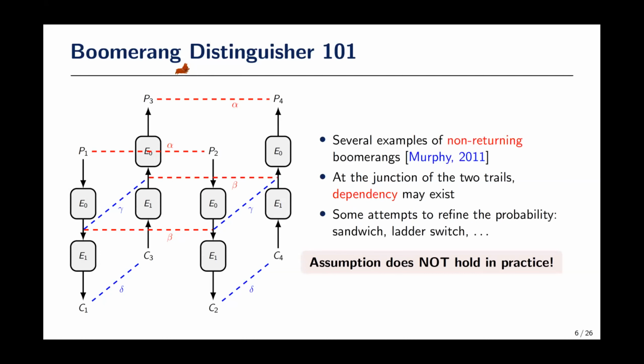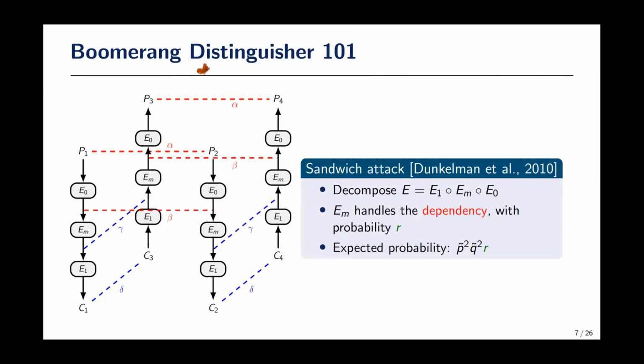In 2011, Murphy showed that the boomerang may never come back. The problem comes from the dependency of the two parts that may exist. To handle the dependency, Dunkelman proposed the sandwich attack. Now the cipher is divided into three parts instead of two: E0 and E1 are still here, but we have a new middle part, EM, with high probability r, and now the expected probability is p^2 q^2 r.